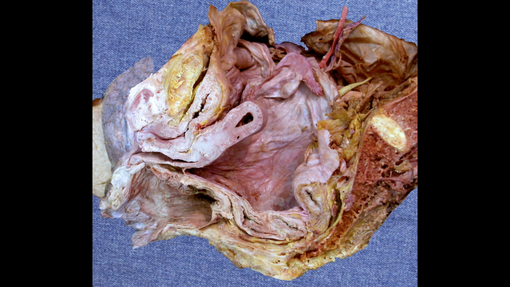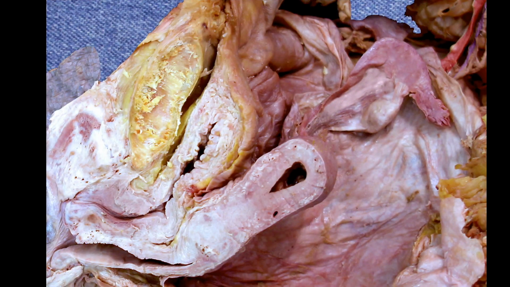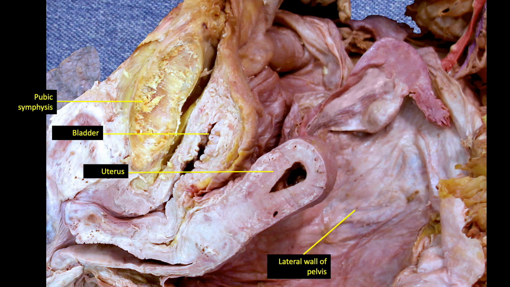We now focus on the adnexa of the uterus, that is, the ovaries and fallopian tubes and their associated structures, in the sagittal section specimen. And to better see these structures, we zoom in on the pertinent area. Let's label the structures we're familiar with and clearly evident: pubic symphysis, bladder, uterus, and lateral wall of pelvis. But now we focus on the structures we have not seen from this angle previously.